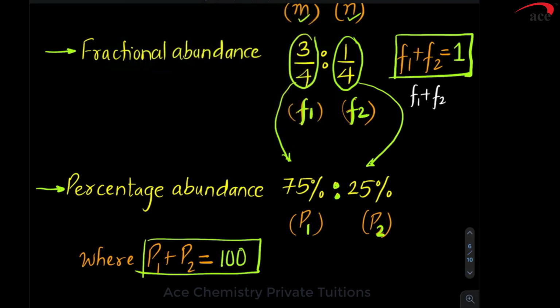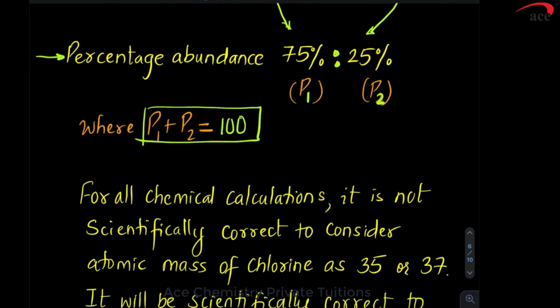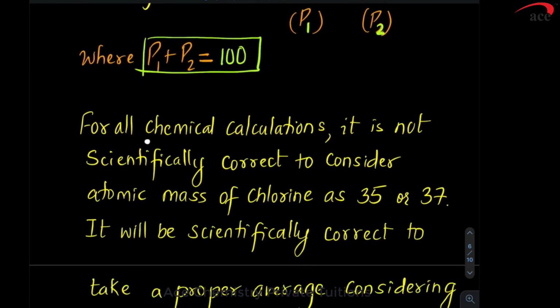Imagine 3 isotopes were present. Then F1 plus F2 plus F3 would be 1. Similarly, P1 plus P2 plus P3 would be 100. Imagine if 4 are present, F1 plus F2 plus F3 plus F4 would be 1. Similarly, P1, P2, P3, P4 would add up to 100. But now we are dealing with only two isotopes, so we have only two factors.